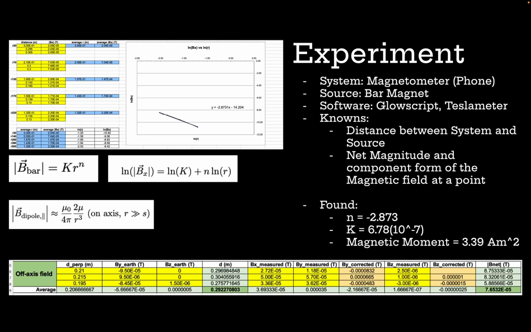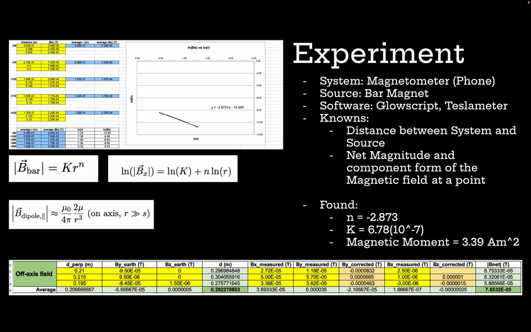And so essentially how we found this is, if you look to the top left, through our experiment, we were able to create the following equation of y equal to negative 2.8731x minus 14.204. And this was taken from the average distance and the average Bx values that we got. And so it's also important to note that this is the ln version of the graph, which is what allows us to compare it to the equation ln of Bx equal to ln of k plus n ln of r. And so through this direct comparison, we're able to find that n is equal to negative 2.8731, and that our ln of k is equal to negative 14.204.